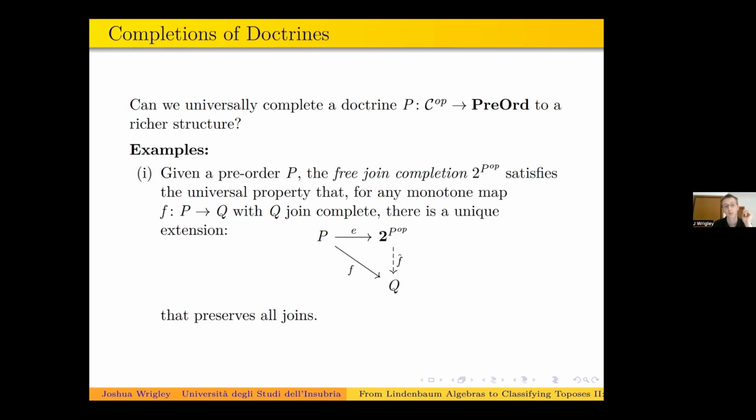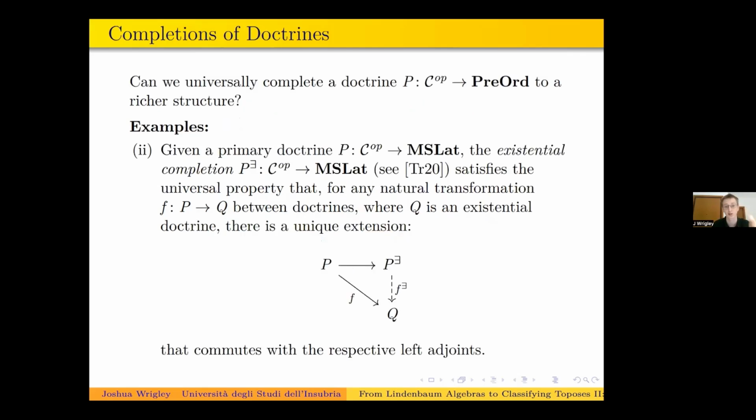The second example is from David A. Trotter's paper, the existential completion. If we're given a primary doctrine, we can find a way of universally adding existential quantification to that primary doctrine, so that we get this doctrine P superscript exists, which has this universal property: for any morphism of doctrines where Q is an existential doctrine, we've got a unique extension that preserves the new existential quantifiers.